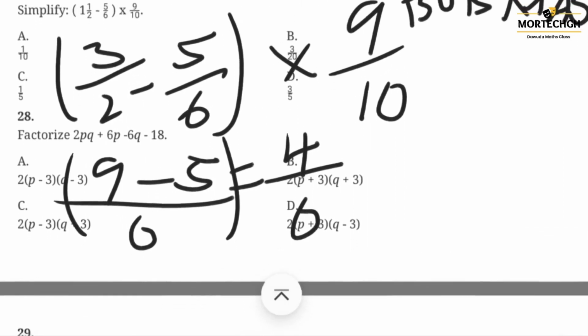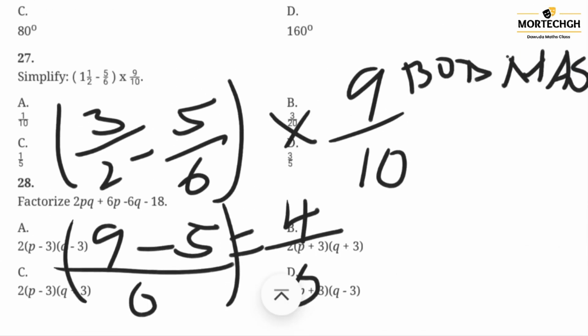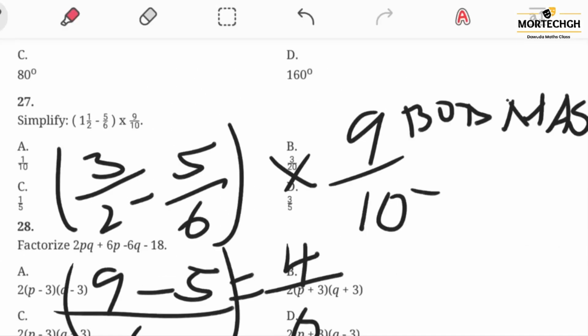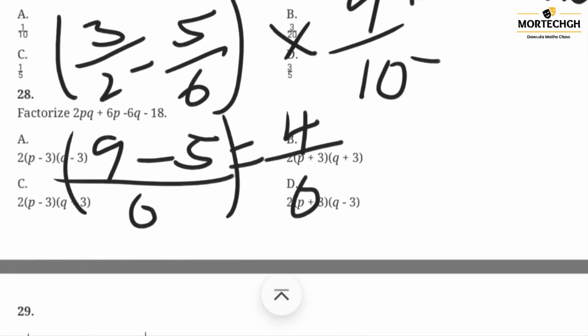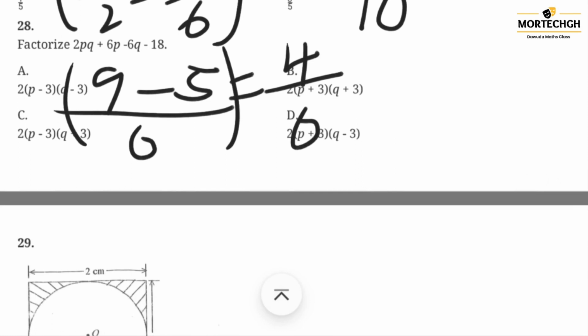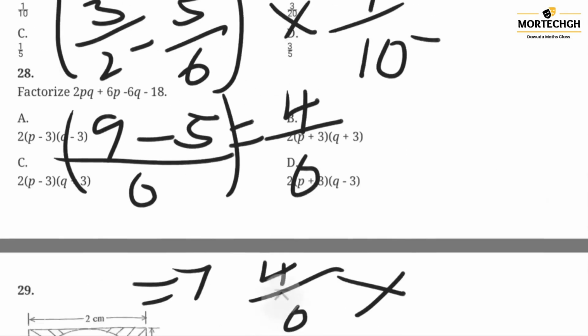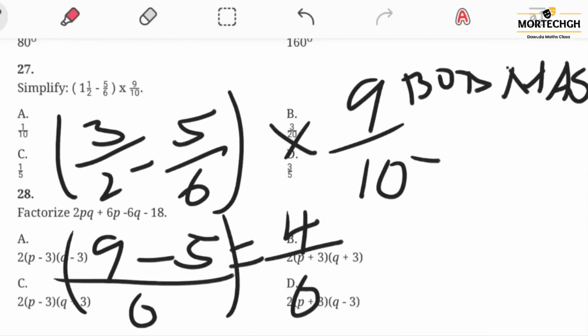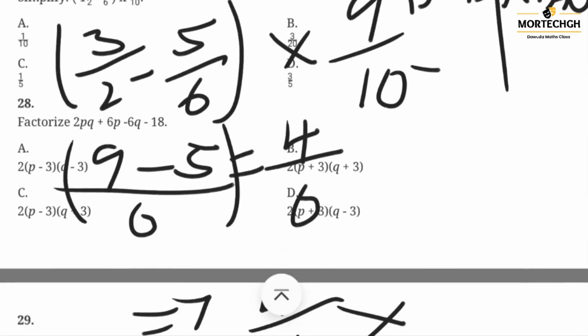Since we've worked with the bracket and we got 4 over 6, it can now imply 4 over 6 times the number that was there, that was 9 over 10. So 4 over 6 times 9 over 10.